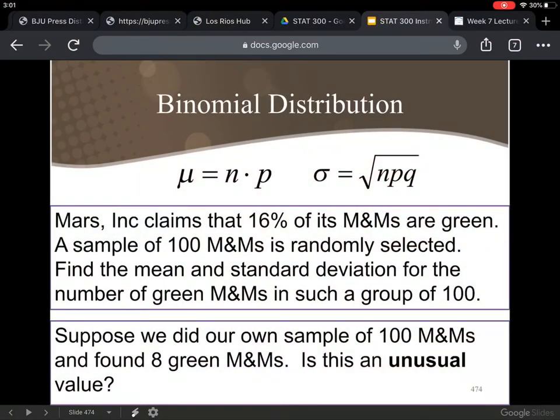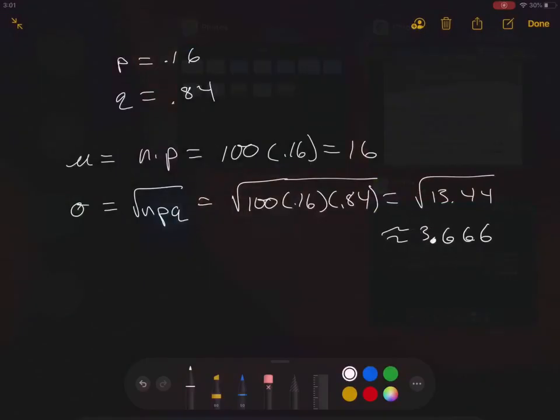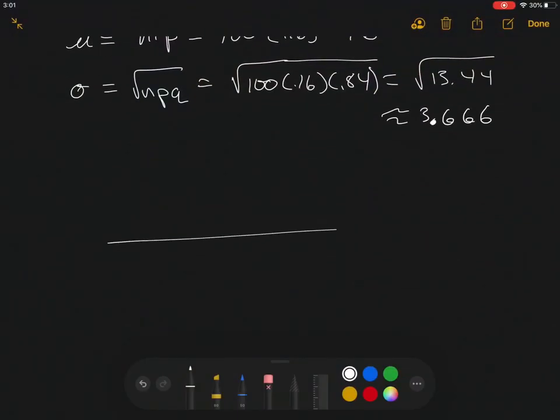So we found the mean and the standard deviation. The mean is 16, the standard deviation is 3.67 or 3.666. Suppose we did our own sample of 100 M&Ms and found only 8 green M&Ms. Is this an unusual value? Well, according to the previous slide, we have to calculate 2 standard deviations. Here's what that looks like. The mean is 16, and our standard deviation is 3.66, so I would need to add 2 standard deviations above and below the mean.